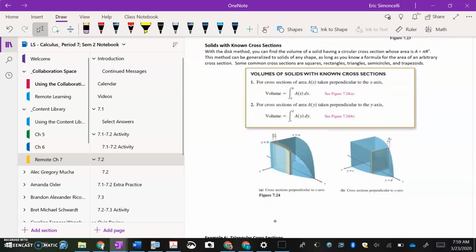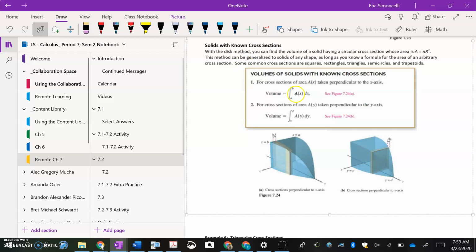So with the disk method, you can find the volume of a solid having a circular cross-section with area of A equals pi r squared. This method can be generalized to solids of any shape, as long as you know a formula for the area of an arbitrary cross-section. Some common cross-sections are squares, rectangles, triangles, semicircles, and trapezoids.